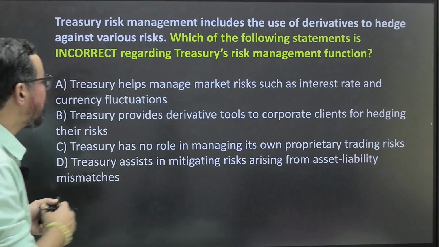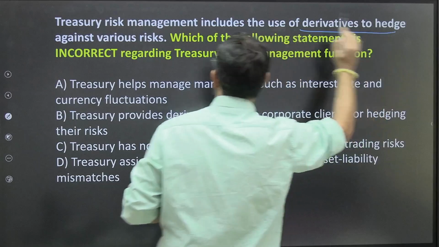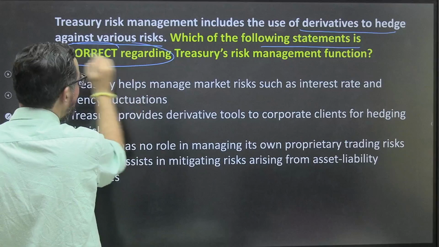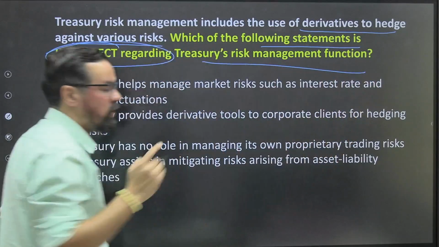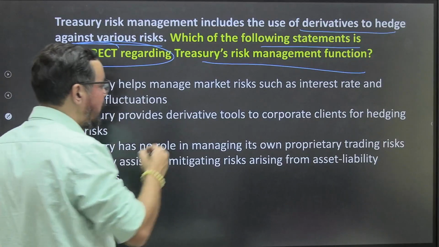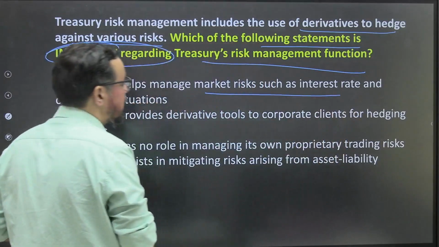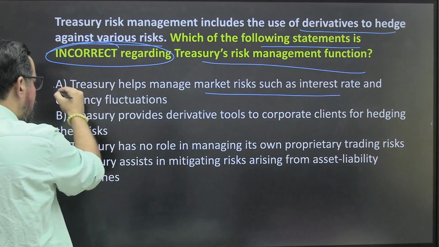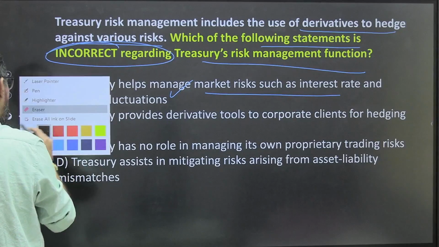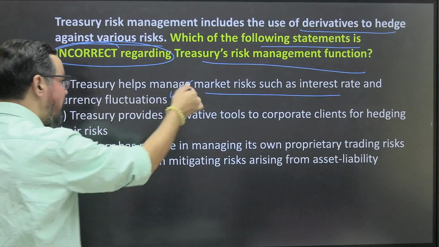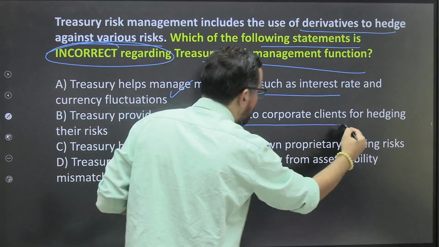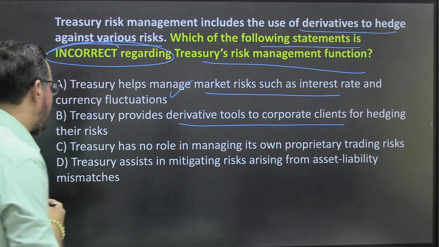Next one. Treasury management includes the use of derivatives to hedge against various risks. Which of the following statements is incorrect regarding treasury risk management function? So you have to find out the inaccurate or incorrect statement. Treasury helps manage market risk such as interest rate and currency risk. Absolutely, this is true. Don't get confused with this. It means this is not the correct answer to the question, but this statement is true about the function performed by the treasury. Treasury provides derivative tools to corporate clients for hedging their risk also.